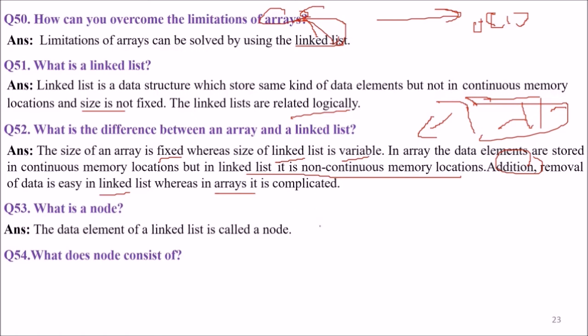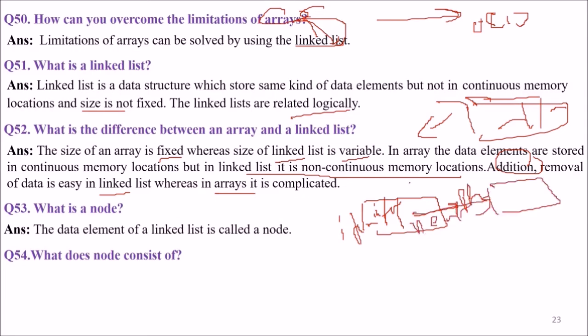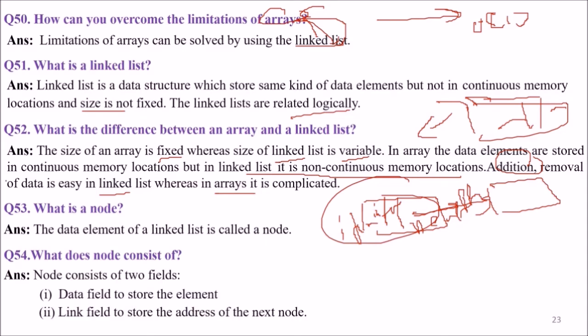What is a node? The data element of a linked list is called a node. A node contains the data element, which is normally known as info or item, and then PTR, that is next, the pointer to the next node. So this is the node. What does a node consist of? A node consists of two things. First is your data field to store the element, and the link field to store the address of the next node.